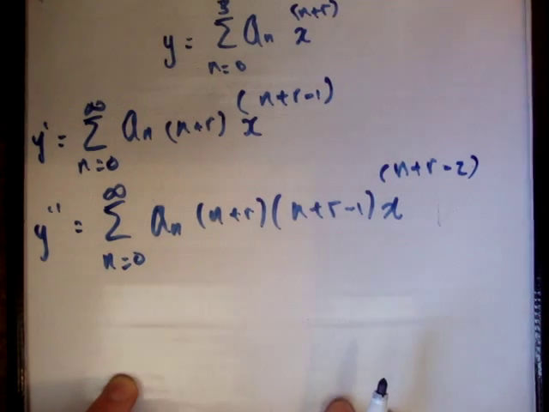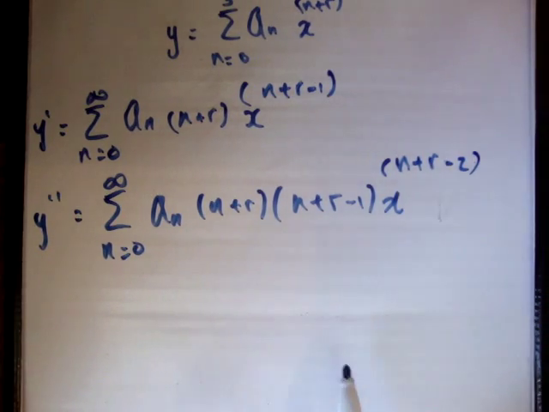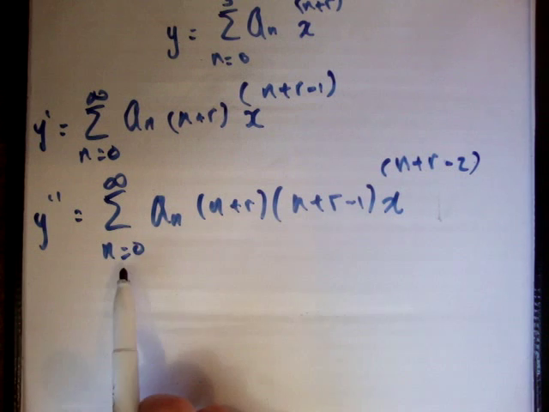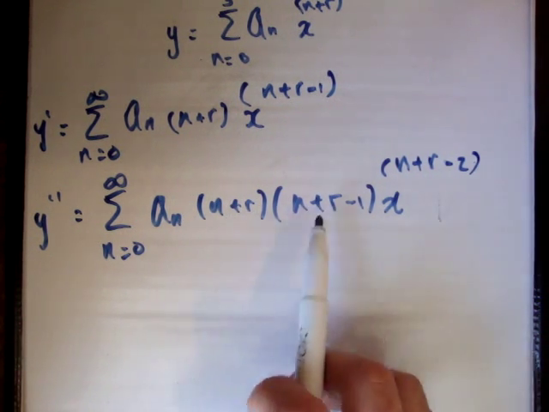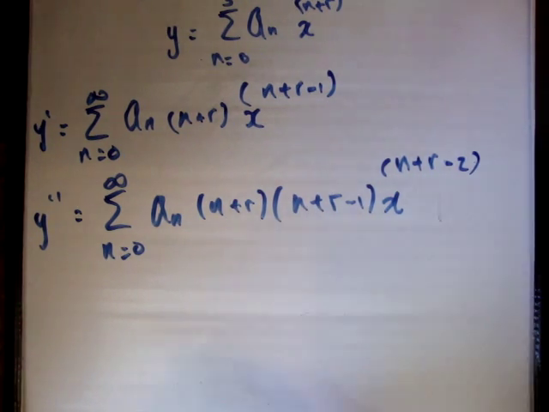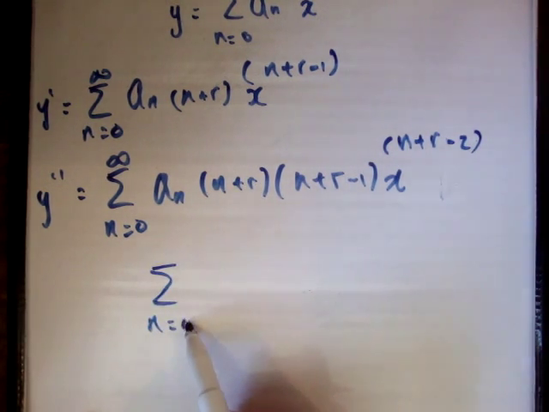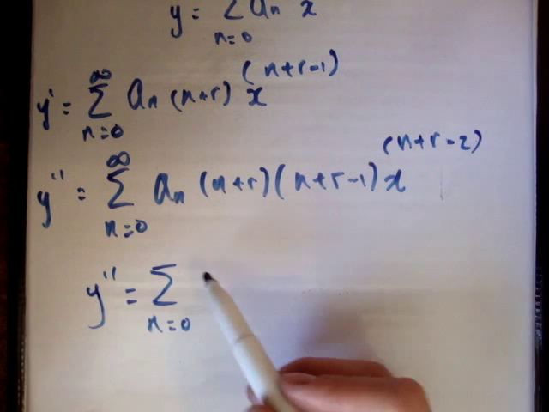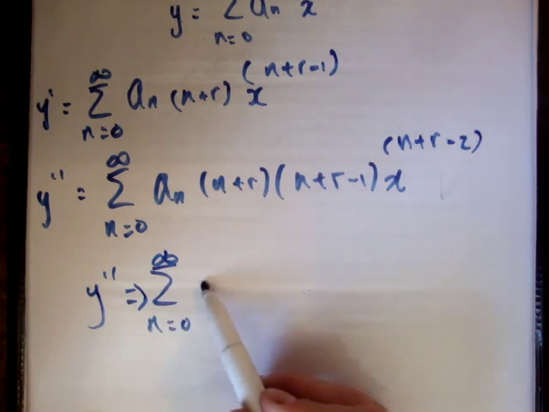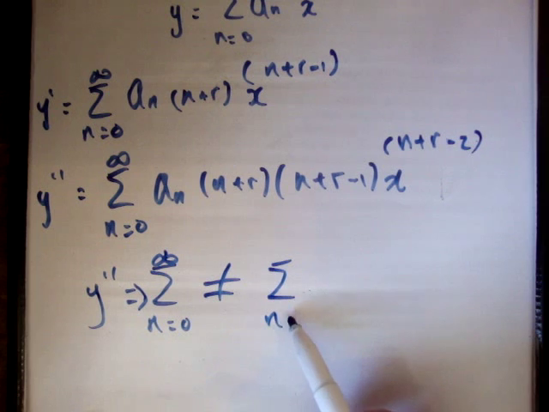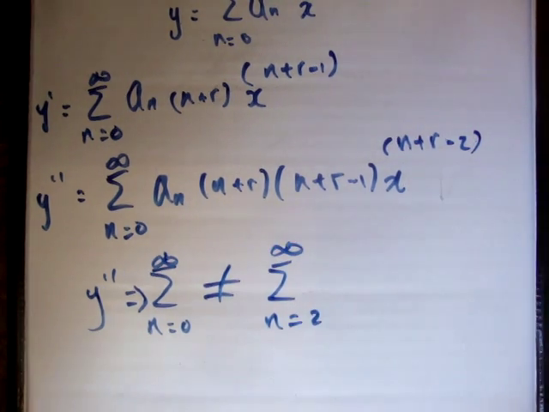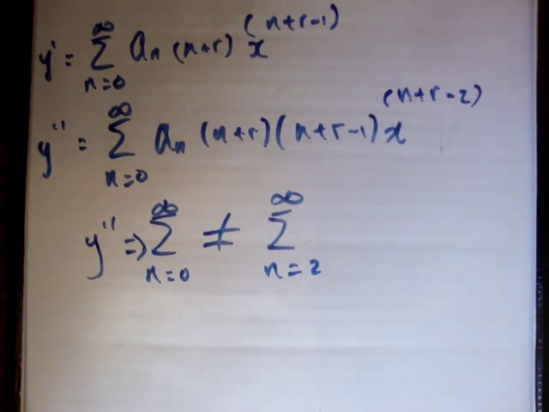And if you look closely, you can see that no matter what happens, even if n is equal to 0, n plus r is going to be non-zero, so you'll never get 0 terms. So in the case where we have something else in the power, for the second derivative, the n is equal to 0 term is not equal to 0, so the series does not start at n is equal to 2. So I think that's all I need to say about that.